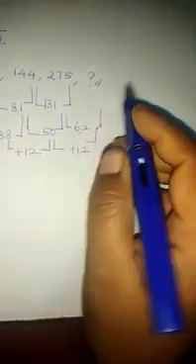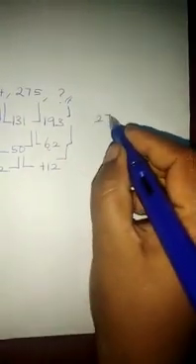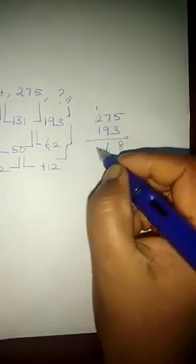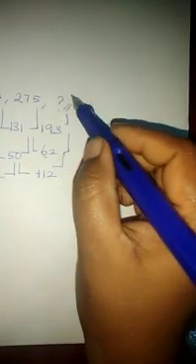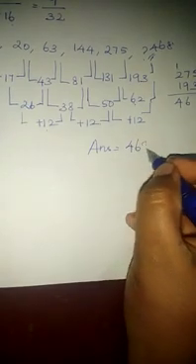What do we have to do for the next? 131 plus 62 gives 193. So by adding 275 plus 193, which gives 468. Hence the answer is 468. Therefore the answer is 468.